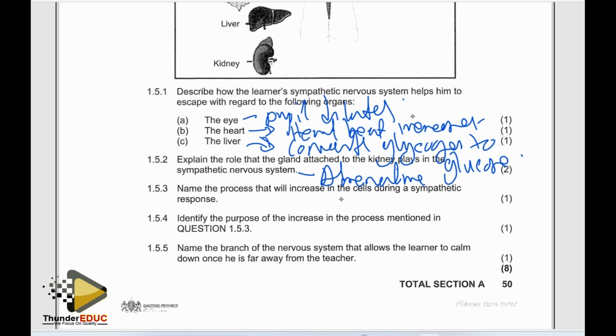Name the process that will increase in the cell during the sympathetic nervous system.